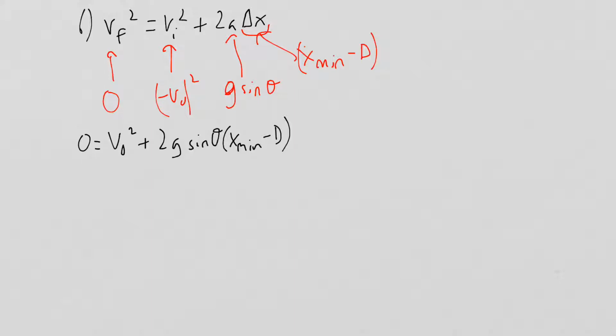Right, we have to distribute the 2g sine theta, and move the v naught to the other side. Right, so we get negative v naught squared equals 2g sine theta times d with the negative, plus 2g sine theta. And actually, it's probably an easier way to do that. Let's clear that up and do this a little bit faster. So we divide instead.